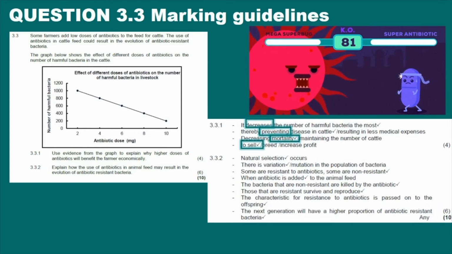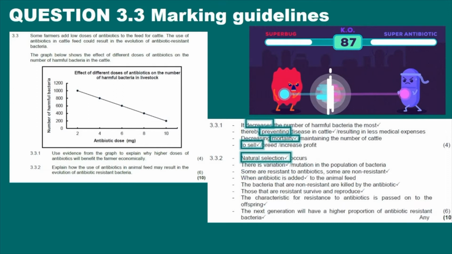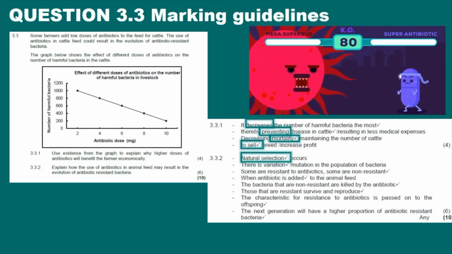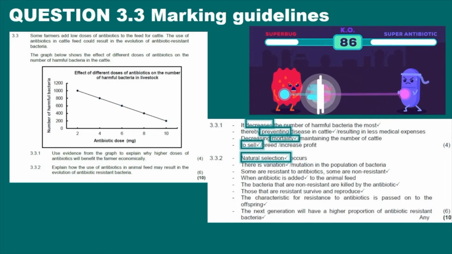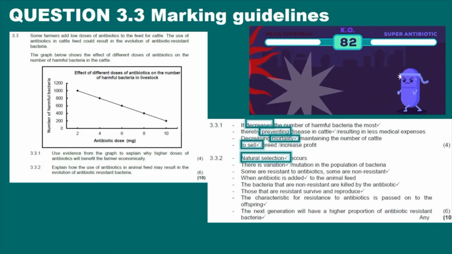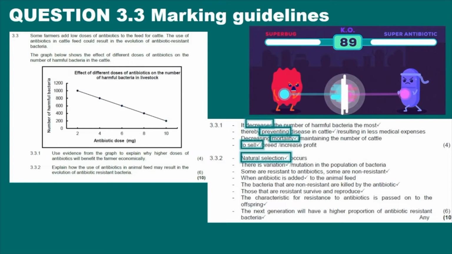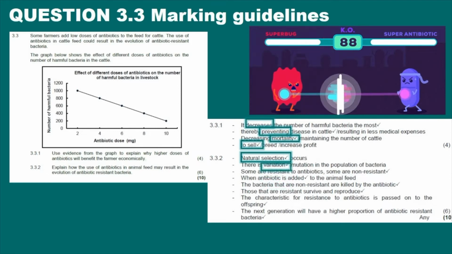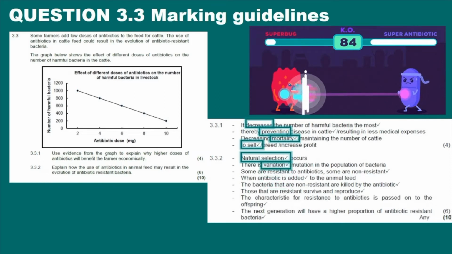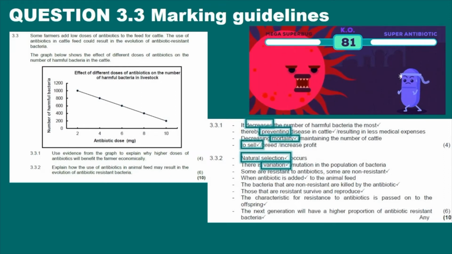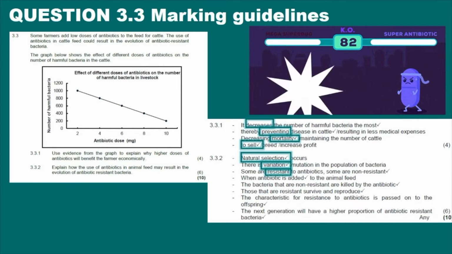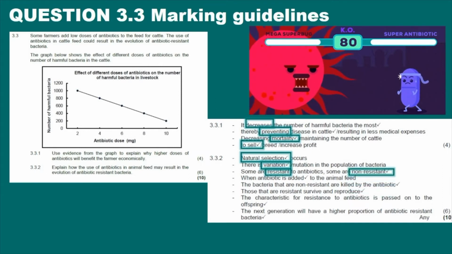Okay, so firstly what happens here is it's due to natural selection. So we are bargaining on natural selection, in this case, to use the antibiotic resistance to our advantage. Natural selection occurs because there's variation amongst the bacteria, and some of the bacteria are resistant to the antibiotics whereas others are not resistant.